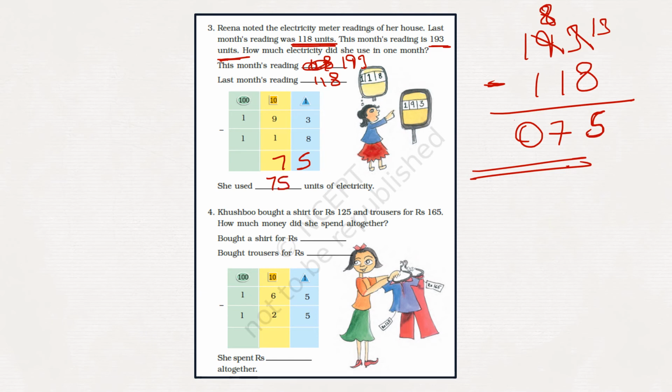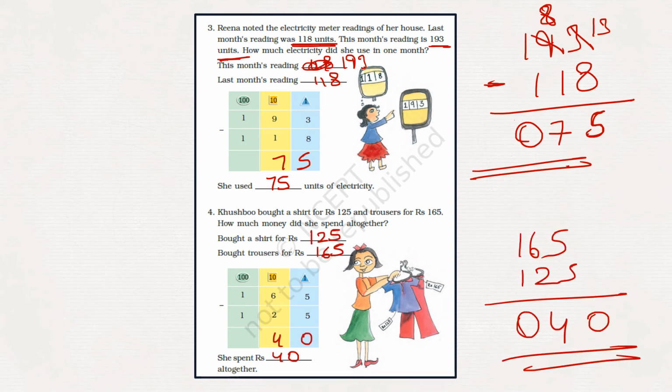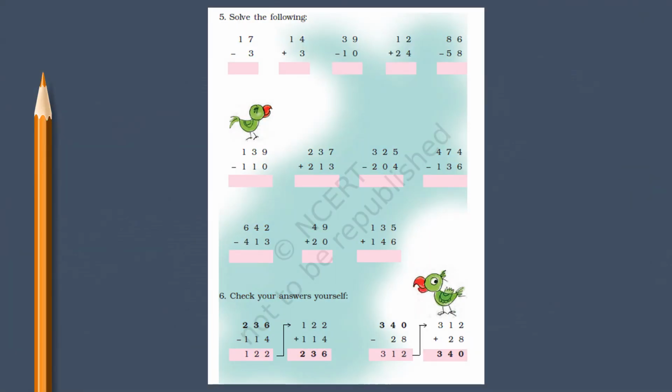I will just write down the answers for the further exercises. You can just cross check. So this is the answer for the next exercise. Now solve the following. We'll do it really fast. Okay. These are the answers. You can cross check, and I hope the carryover concept is clear now.